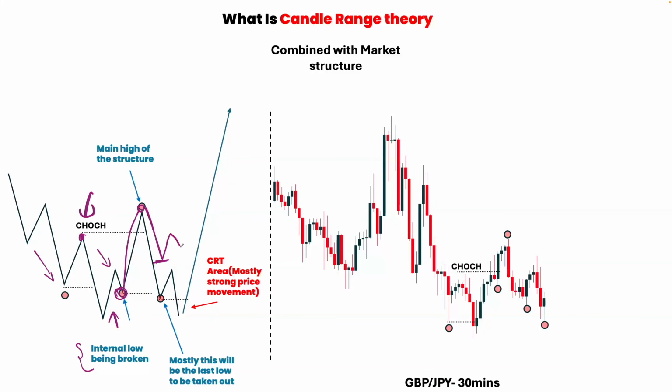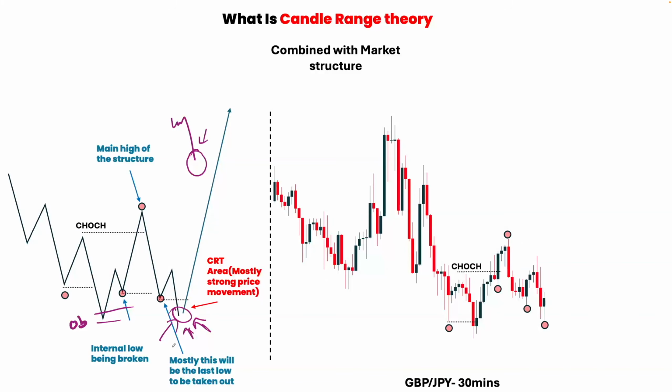And then the low must also be taken out. That is when we get this area here. This area here is where you should at least try to look for the CRT model here, or maybe your other blocks here. But the CRT model must come around this area, and you will see a sharp move to the downside, and then a CRT model around this area. This is where at least you can try to spot that model around that area.